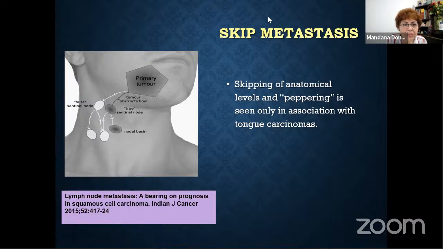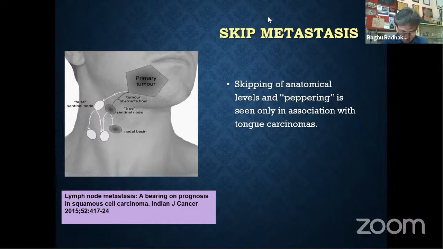In the meantime, may I ask Priya a question? Priya, I think our connection is really good. See, the regional lymph nodes are classified into 6 different levels based on anatomic landmarks. We normally talk about level 1 to level 5. Do you want to talk to us a bit about the level 6, which includes the central compartment?